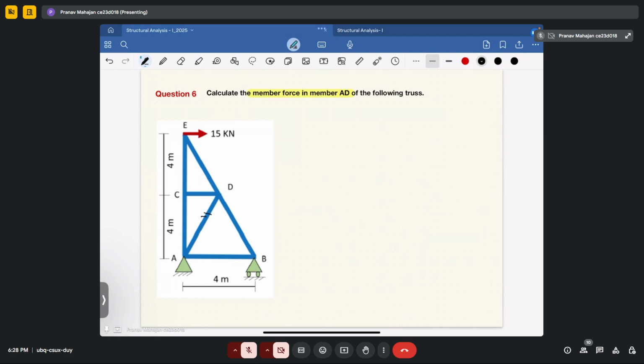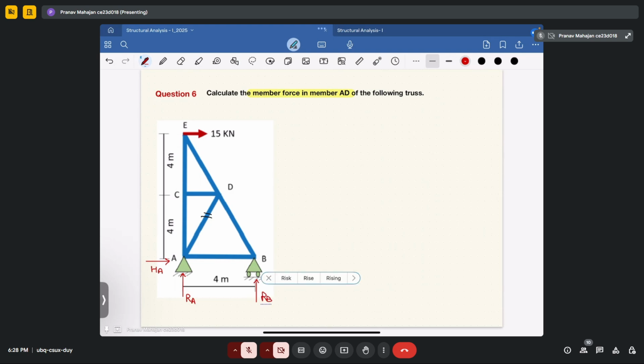Now first what you will do, you will determine the external reaction forces. So this is your RA, this is your HA, this is your RB.